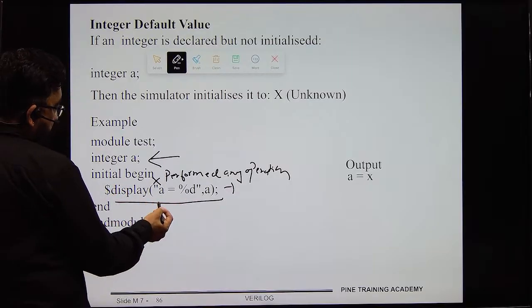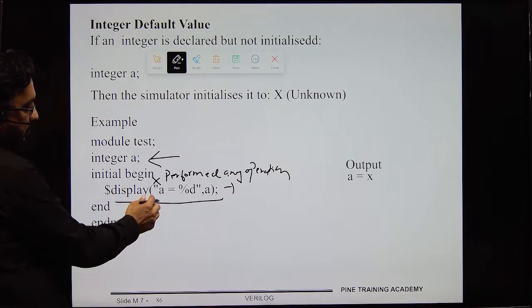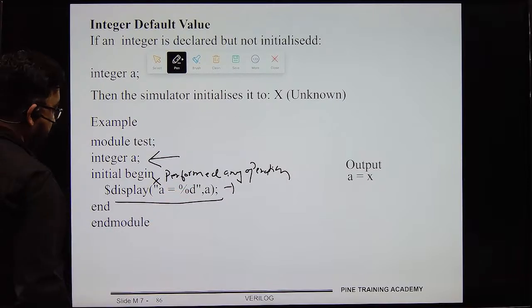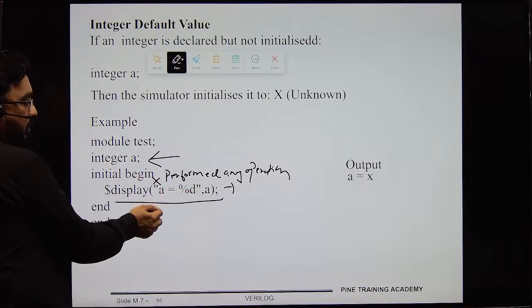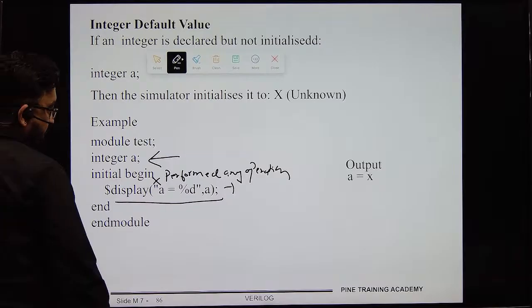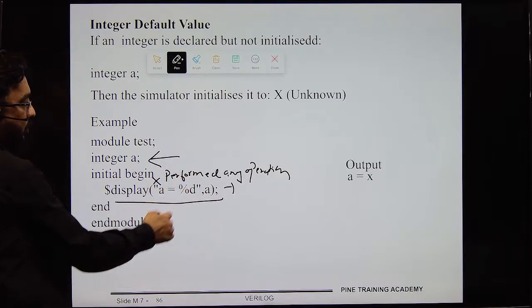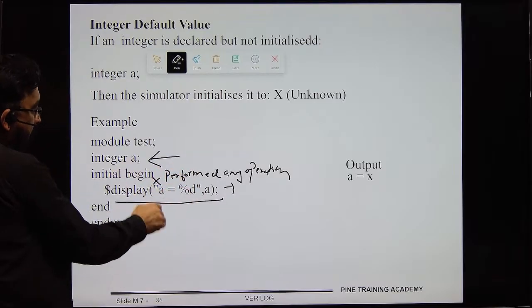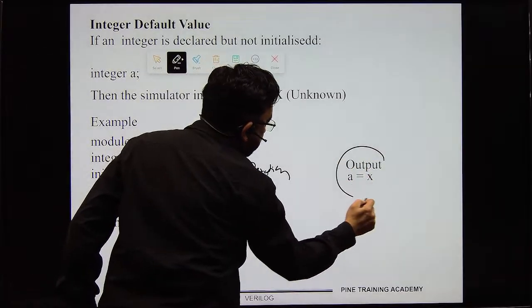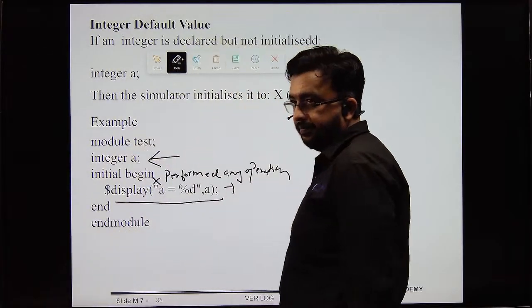So this is the syntax: $display("a = %d", a). This is all used for the virtual simulation. So you have not performed any operation. Then what will the default value of a be? X. So this is an interview question.